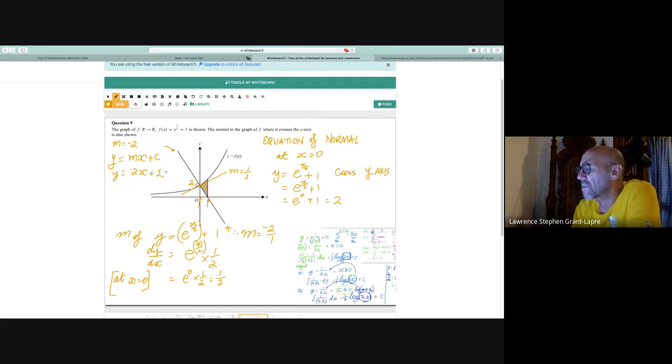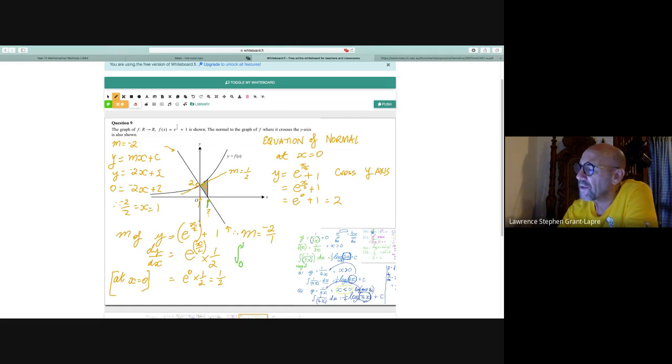Where does it cross the x-axis when y equals 0? Negative 2x plus 2 equals 0, therefore negative 2 over negative 2 equals x, so x equals 1. It'll cross at x equals 1. So now we've discovered that it crosses at x equals 1. We can now get the area from 0 to 1.